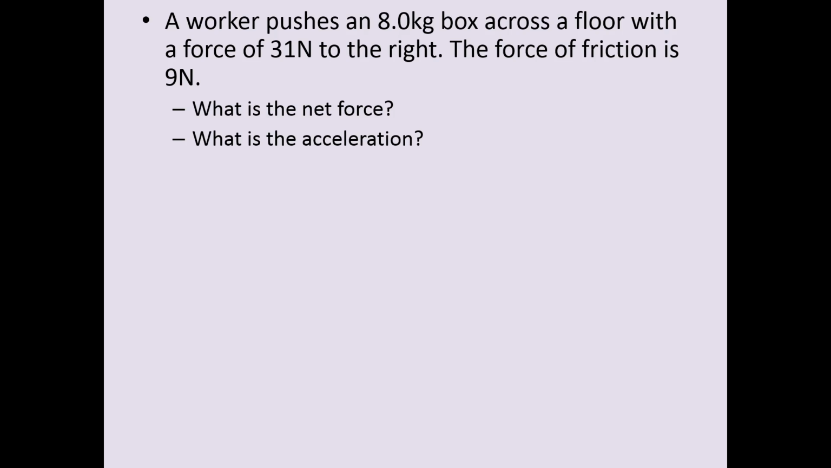First, start the free body diagram by drawing a box to represent the object being acted on, which is also a box. Next, identify and add all the force vectors. We can add the force of the worker by drawing it to the right. Next, the force of friction can be added by drawing it to the left. Force of gravity and normal force are certainly in the problem, but they're not going to affect the net force as those two forces will cancel each other out.